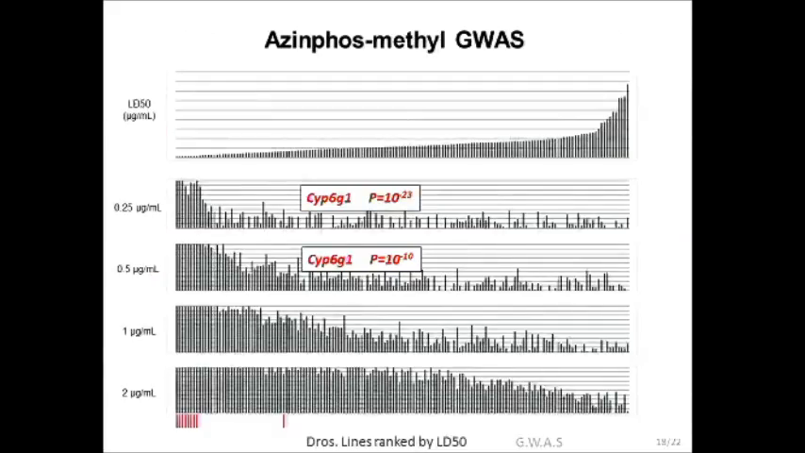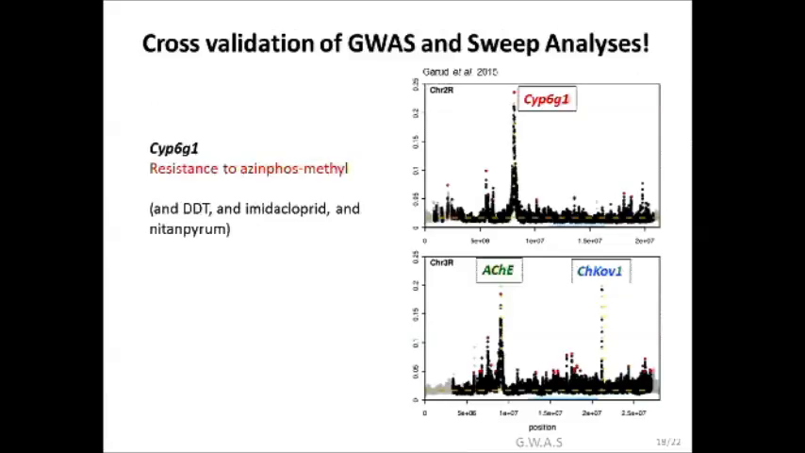But I just want to tell you about one study, and that was working with this organophosphate, azinphos-methyl. And what Paul did is he screened these 200 Drosophila lines with the insecticide and at various doses. And for each dose, he can do an association study. And at the lowest doses, he gets very strong correlations with this gene, cytochrome P450 CYP6G1. That may stick out to you because it was the gene in this slide that I showed you earlier. It's the gene that shows the big selective sweep analysis.